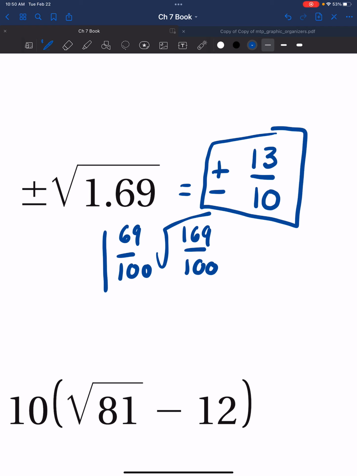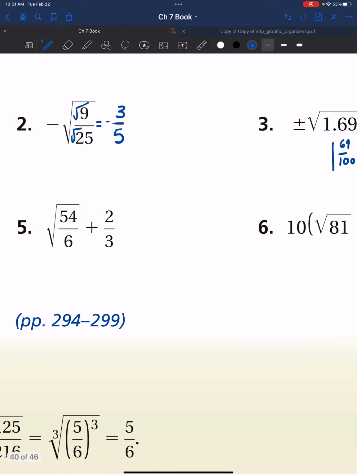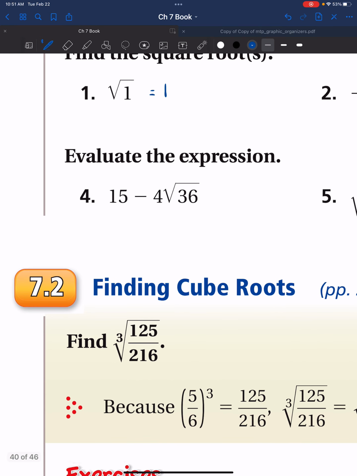So what I did is I made this into a fraction. It's 1 and 69 over 100. I multiplied to make an improper fraction. The square root of 169 is 13. The square root of 100 is 10. So your answer should look like this, plus or minus 13 over 10. All right. Does that make sense? All right, guys, evaluating. Remember, these ones look ugly and scary, but do they end up being kind of nice and easy? Usually they are.